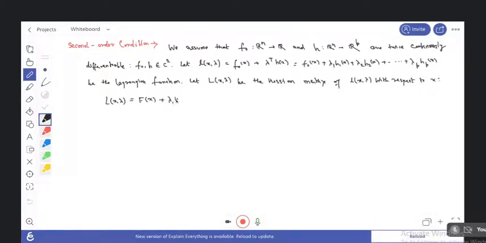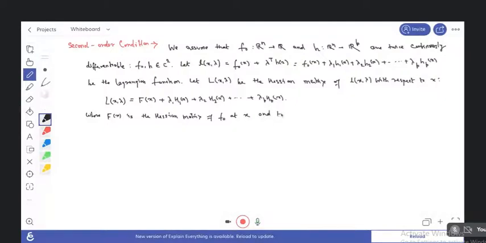plus λ1 H1(x) plus λ2 H2(x) up to λp Hp(x). And what is F(x)? This is the Hessian matrix of the objective function. So capital F(x) is the Hessian matrix of the objective function at x.